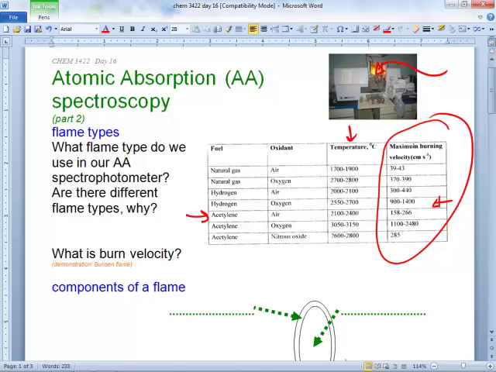So some things you have to be more worried about than others. Like, look at this, acetylene oxygen. That's a really high flow rate. Right? Yeah, Pablo, we're going to be able to answer it better in a little bit because we're going to talk about different metals requiring different temperatures and different positions in the flames and all that. So that's really it. The whole purpose of different flames is the temperature so you can analyze different metals. Right? And we'll be more specific in a little bit.